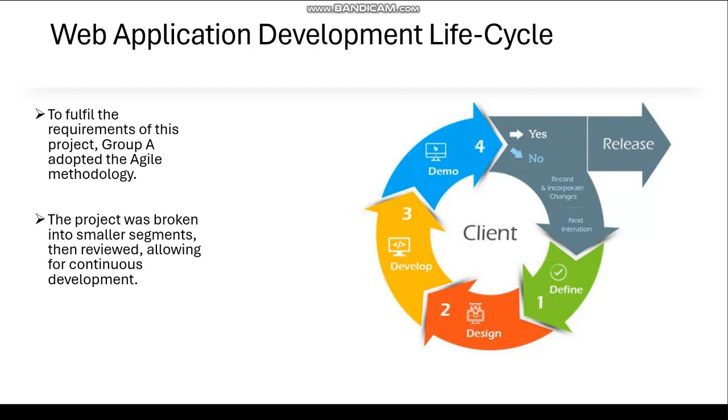Web application development cycle. To fulfill the requirements of the project, Group A developed and used the Agile methodology. We specifically use the Agile methodology, which involves breaking the project down into smaller phases, and this allowed for testing and development of each of the phases and continuous development to successfully complete the Smart DCU dashboard.